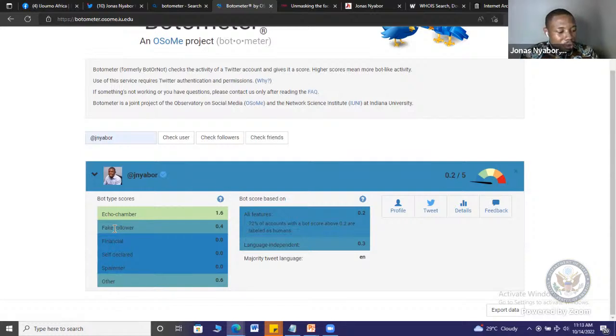And then the number of fake followers for this particular platform, Botometer. When it talks of fake followers, it is talking about accounts that are following your page, but they are not human accounts. They are more like bot accounts that are following you. So my level is 0.4, which is okay. And then the other metrics, because they are 0.0, I'll skip that. And then the language is also important, the majority of the language I'm tweeting in.